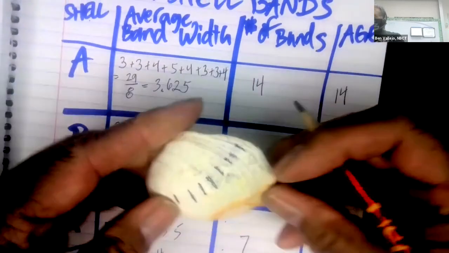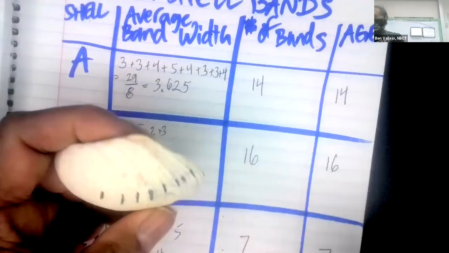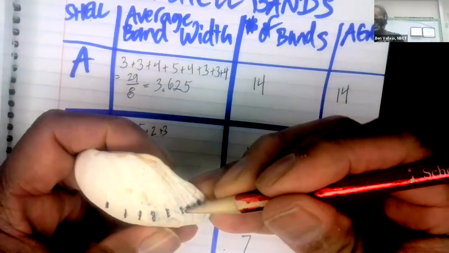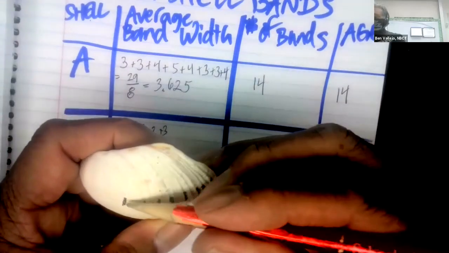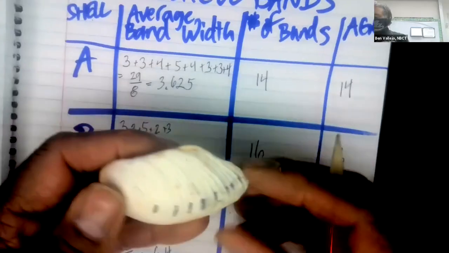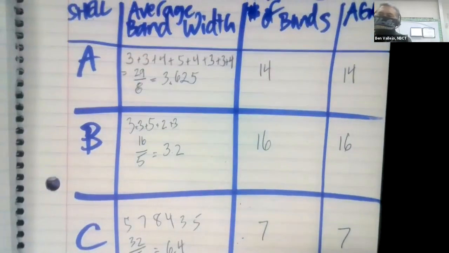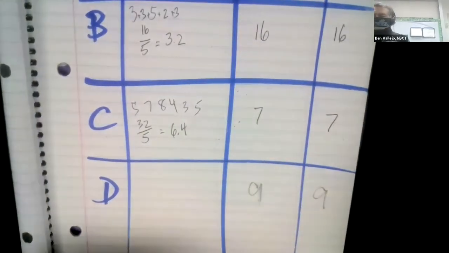So let's look at this. We've got 1, 2, 3, 4, 5, 6, 7, 8, and then this structure here is 9. So we're going to call that 9 bands, which makes it 9 years old, right? But let's take a look at the average of this fourth one.